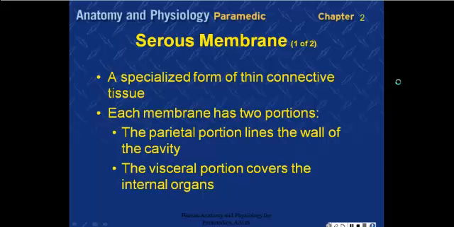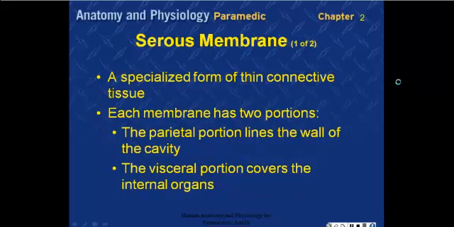One way that I find helpful to remember the difference is that oftentimes all of the organs that are contained within the abdominal cavity are referred to as the viscera. So if you think of the organs as the viscera, then it's easy to remember that the membrane that covers the organs or is attached to the organs is the visceral portion of the serous membrane. And the other is the parietal. That's the part that lines the inside of the body cavity.